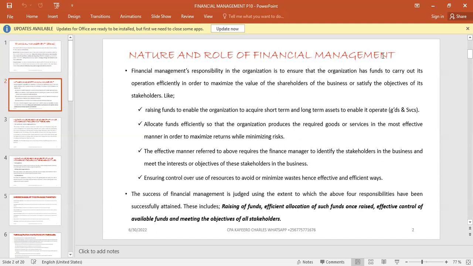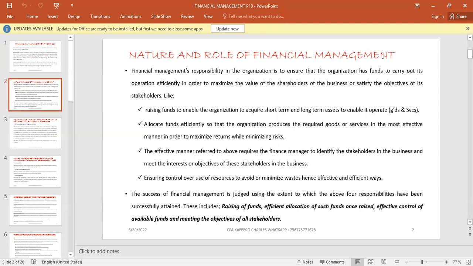We are saying that we have to raise funds to enable the organization to acquire short-term and long-term assets to enable it to operate. When you get these short-term and long-term assets, remember the short-term assets are our working capital management. The long-term, those are the investment aspect or the capital budgeting decisions. That's where we make those decisions. But the main aim is to raise the funds. When you are raising the funds, that is the financing decision.